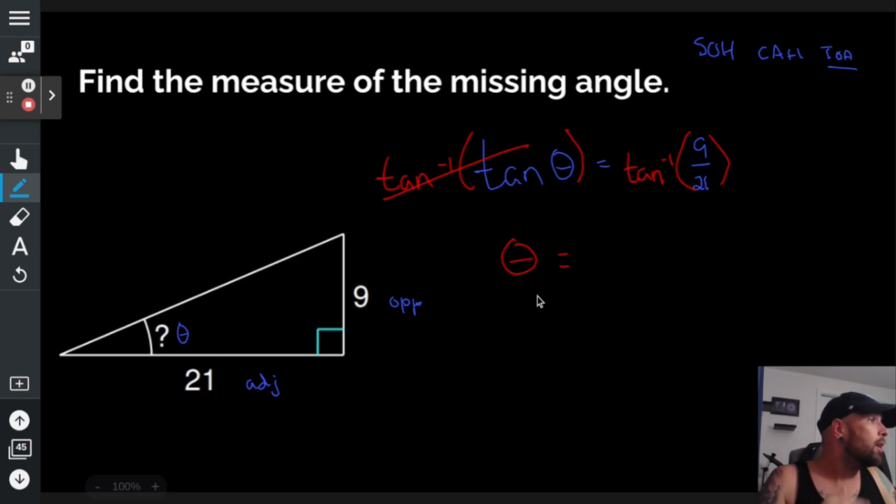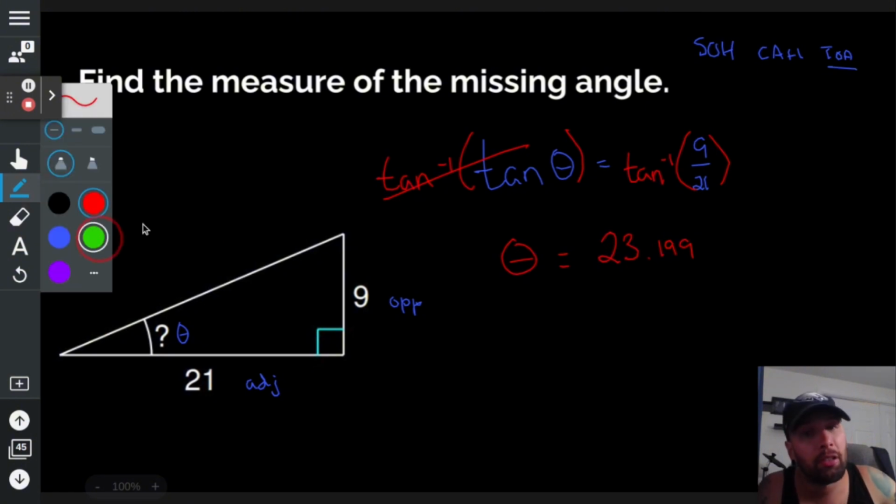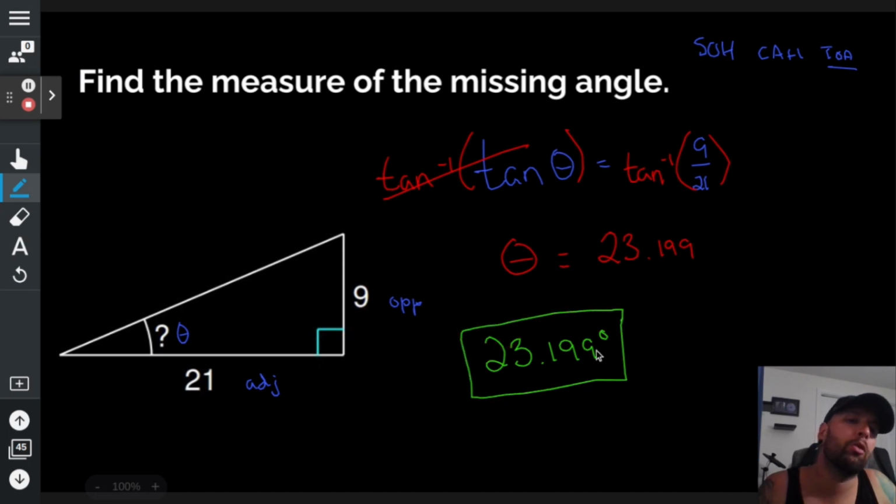What I do is I run to my calculator or to my Desmos, and I type in the inverse tangent of 9 divided by 21, and it gives me 23.19859. So I'll do 23.199. Now this is theta. I didn't use theta originally, so to make sure that I'm a purist, I'm just going to say the missing angle is 23.199 degrees.